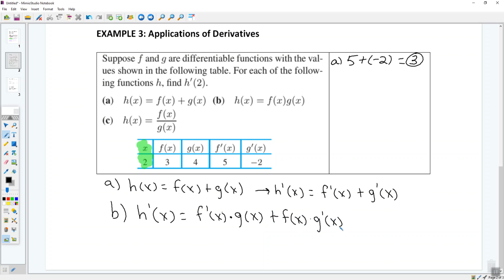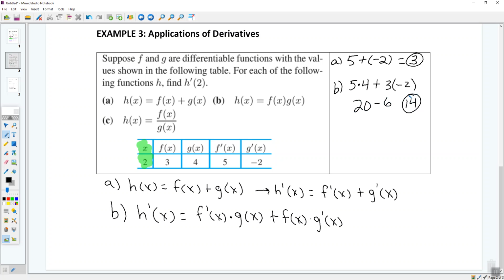So numerically speaking, in part B, let's plug our values in. What's the f prime of 2? That's 5. So this is going to be equal to 5 times g of 2, which is 4, so 5 times 4, plus 3 times negative 2. So f of x would be 3 here, times g prime of x, which is negative 2. Boy, I'm not very good at math, but I think that this is 20 plus negative 6. Is that right? Yeah. What do we get in the end? 14.